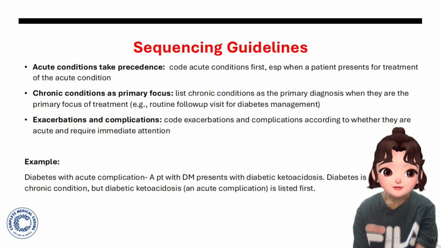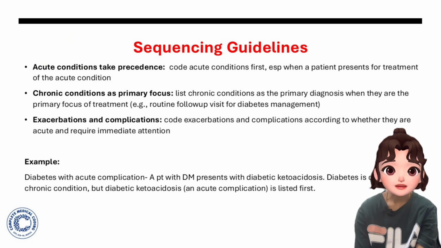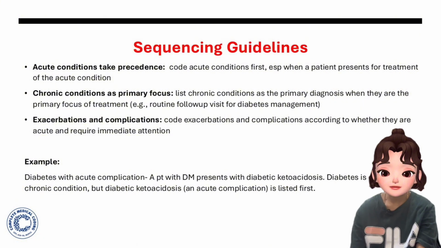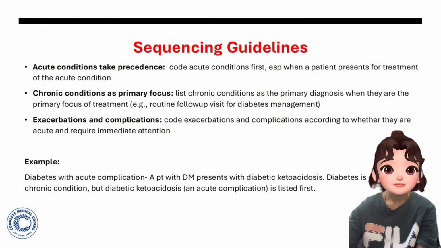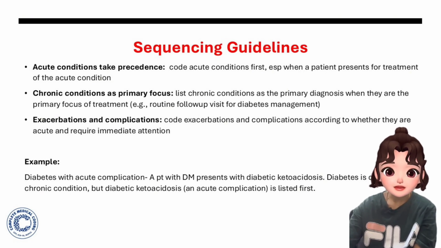Now, let's see an example. Diabetes with acute complication. A patient with DM presents with diabetic ketoacidosis. Here, diabetes is coded as the chronic condition, but diabetic ketoacidosis, which is an acute complication, is listed first. So here, what is the diagnosis? The patient is diabetic, but with acute complication.